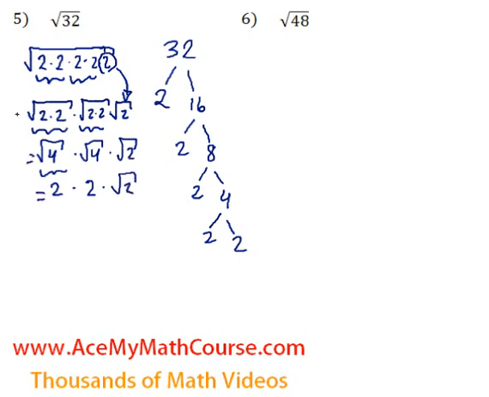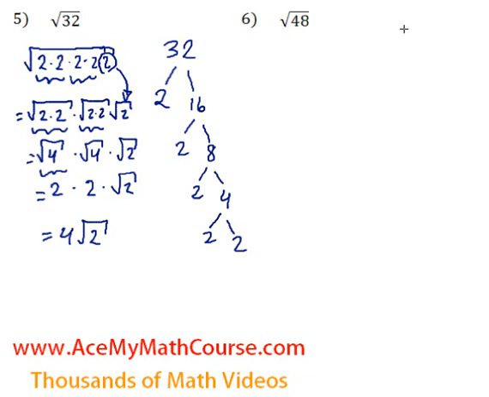Great. Write some equal signs here. 2 times 2 is 4. And we still have the square root of 2, the lonely 2 sitting over here. Fantastic. So we just have 4 square root of 2, and that's the mixed radical form of the square root of 32.